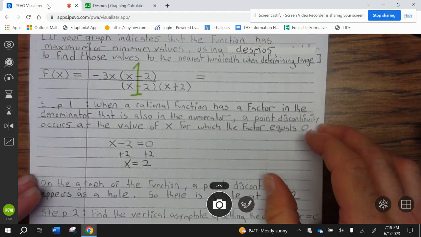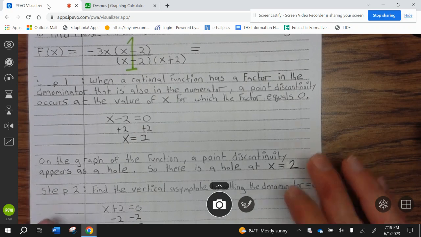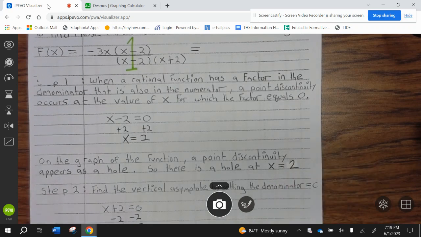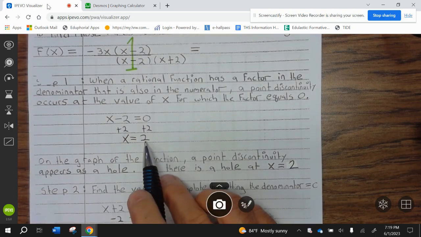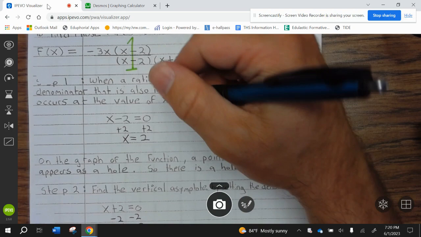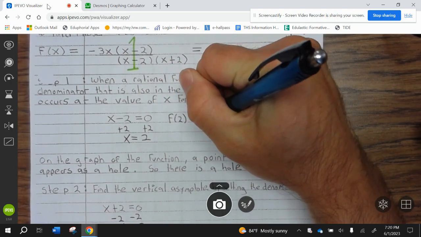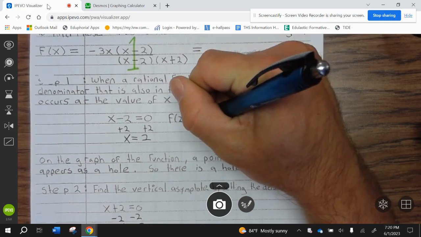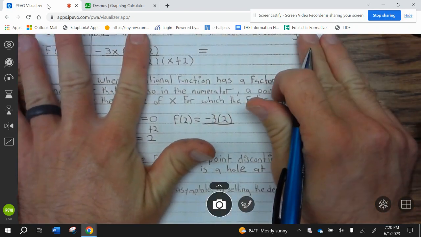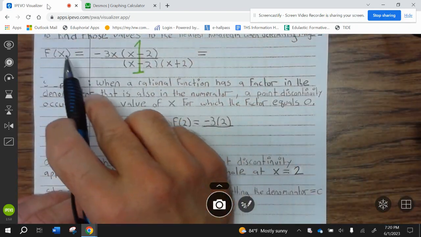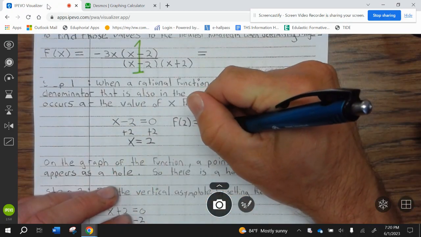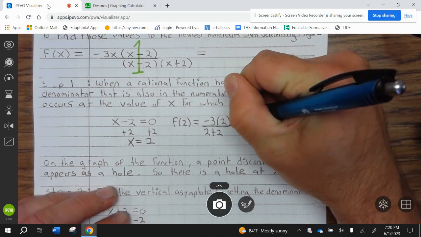Now, we talked about a hole. Let me actually take a step back. I'm going to go into a little bit more detail about the hole. We talked about the x value alone in, I think, one of the previous videos. But now let's go into more detail about the hole as a point. So we're going to plug 2 back into the function. So f of 2 equals negative 3 times 2 divided by, we're ignoring this because this is 1. Okay, so we're plugging in 2 everywhere there's an x, and divided by 2 plus 2.